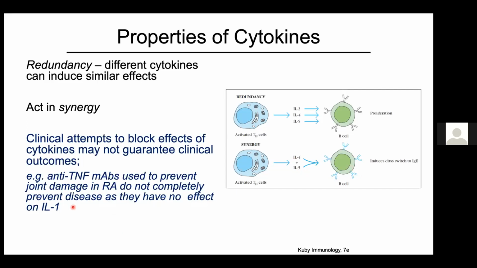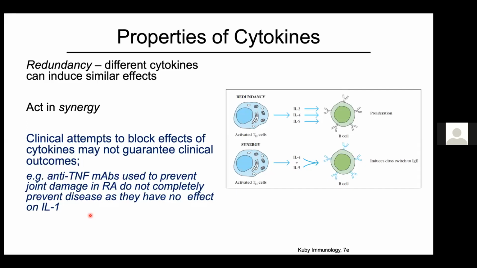So here I'm just giving an example of a scenario where you may want to block a certain cytokine. So for example, in rheumatoid arthritis, which is an autoimmune disease, where you get inflammation, usually in the synovial lining of the joints due to an autoimmune response. So the immune system is attacking the host's own tissues.